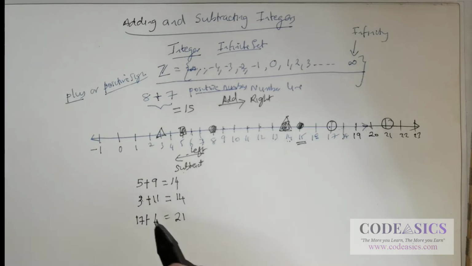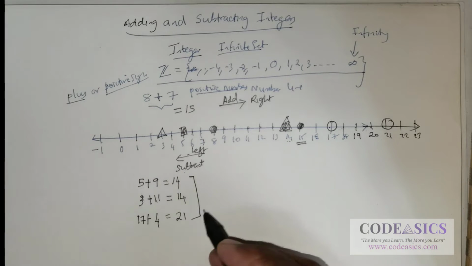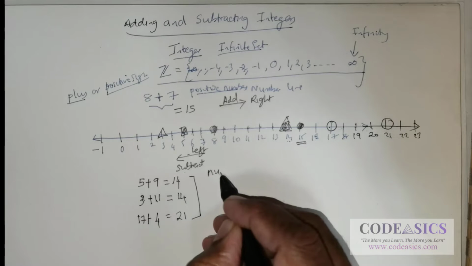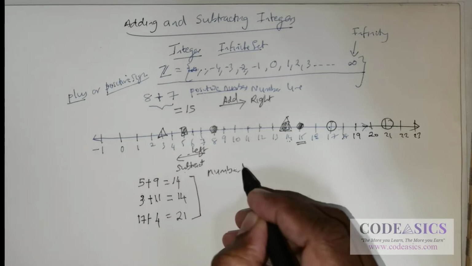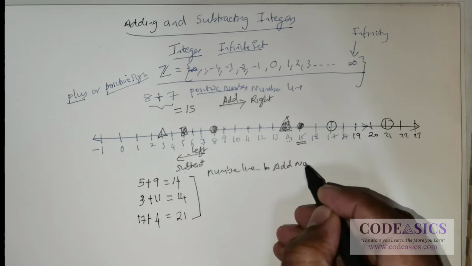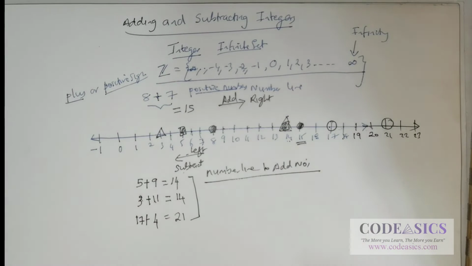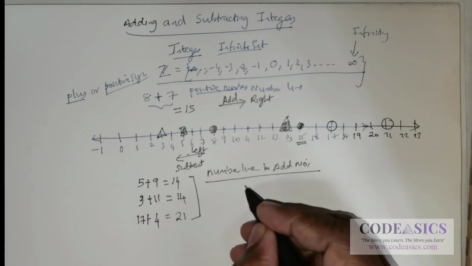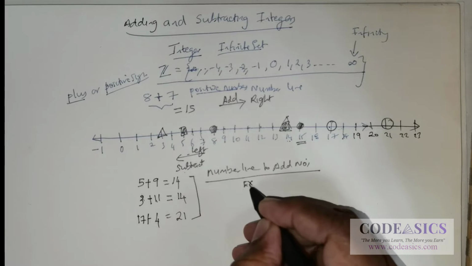So this is how we use the number line. So what exactly have we used? We have used this number line to add numbers. So what I want you to do is try the following addition. This is your exercise.